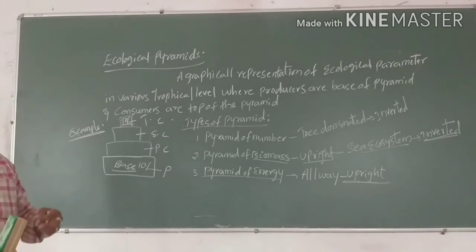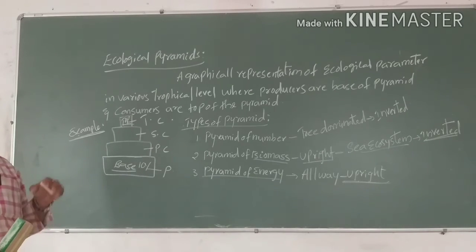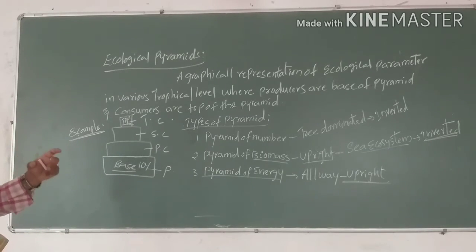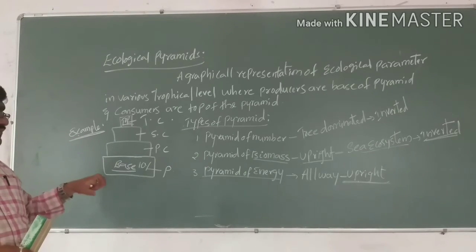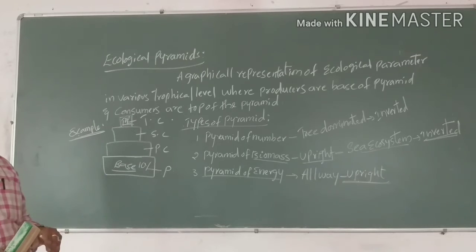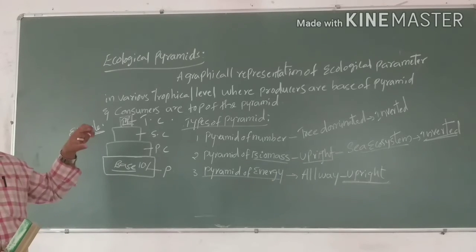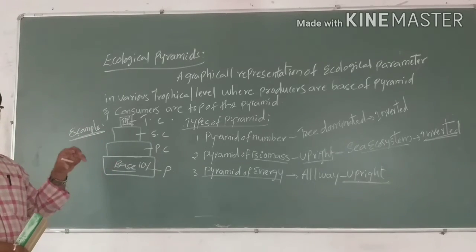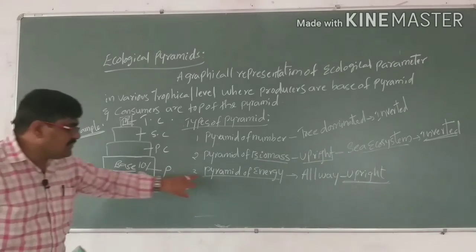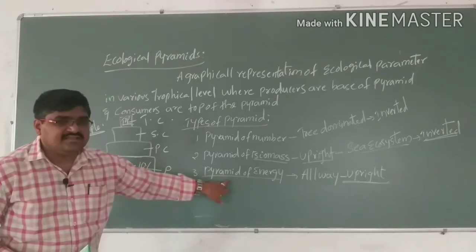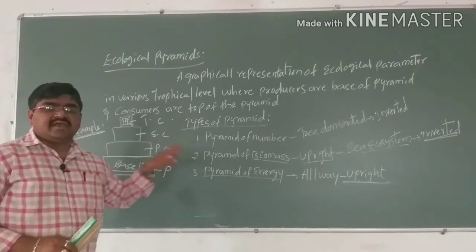Why? Only 10% of energy is transferred from one level to another level, and the remaining 90% is lost. Sorry, it is lost in the form of heat, not energy. 90% of energy is utilized for respiration or lost in the form of heat. So the pyramid of energy is always upright in all conditions.